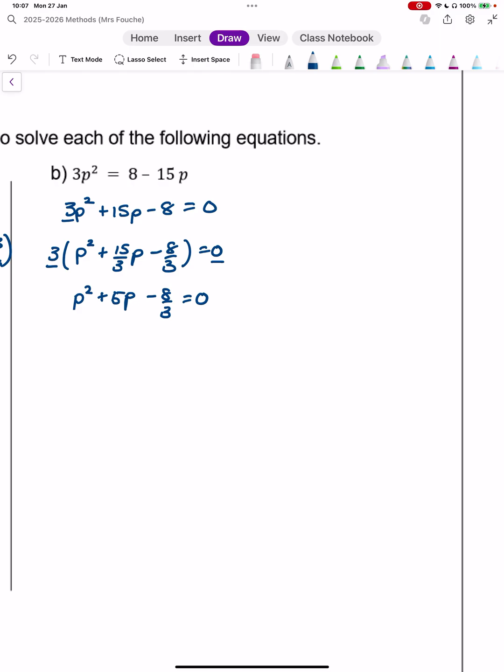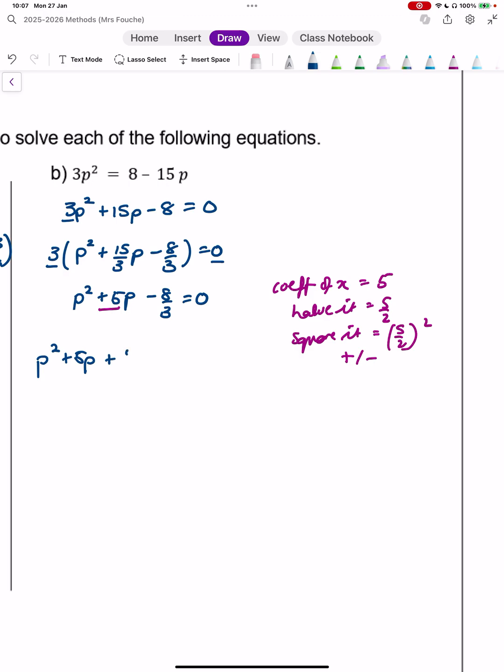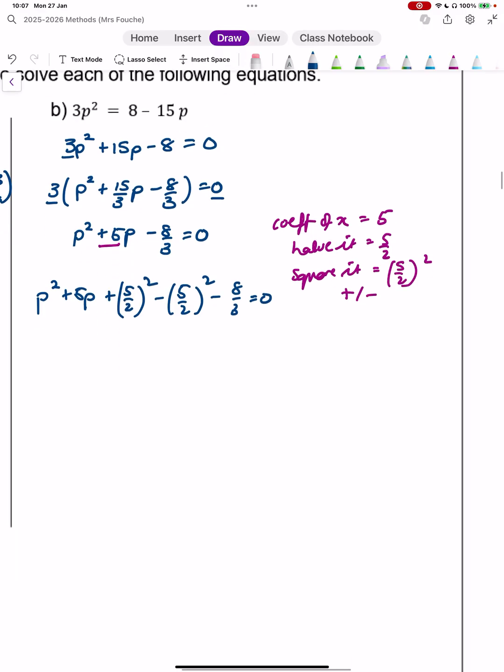And now this becomes what we did in our last example, where we're now going to look at what is our coefficient of x. Well, it happens to be 5, so our coefficient of x is 5. We're going to halve it. We're going to square it. And we're going to add and subtract it. So we've got p squared plus 5p plus 5 on 2 all squared minus 5 on 2 all squared minus 8 on 3 equals 0.